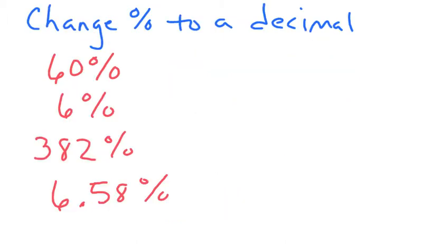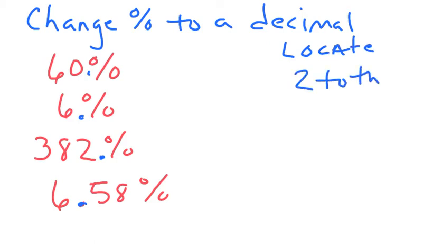To change a percent to a decimal, first we're going to locate the decimal in each one of these numbers. In the bottom number, the decimal is easy to find. It's right there. These three numbers, the decimal's there, we just don't write it. You don't usually write a decimal unless there's something on the other side. So first, locate the decimal, and then second, we're going to move the decimal to the left.